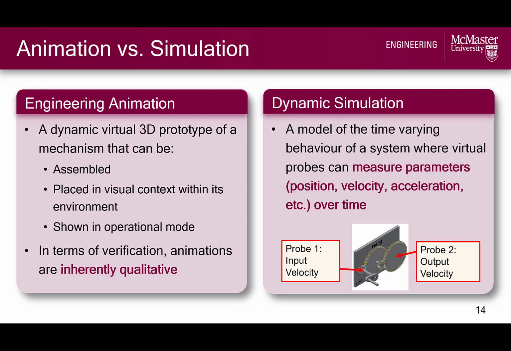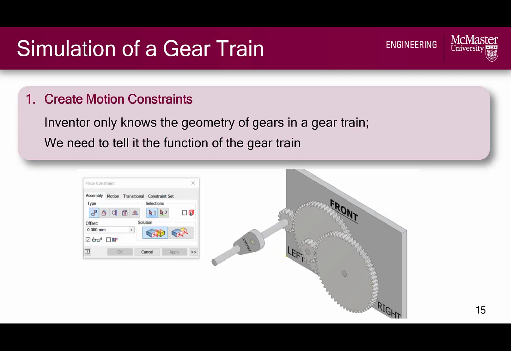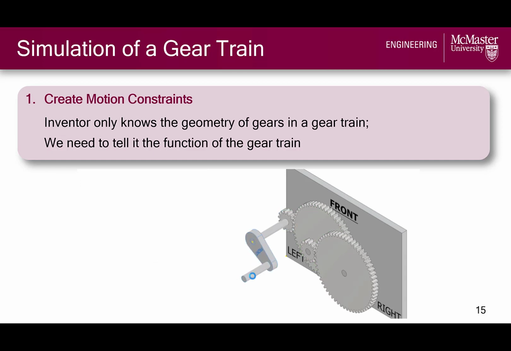steps for dynamic simulation. The first step is to create the motion constraints relating meshing gears in our gear train, which we saw for gear C and D already. Once those motion constraints are applied, this gives Inventor the necessary information to understand how an imposed motion on gear A causes motion in gear D. So the next step is to enter the dynamic simulation environment to set up our simulation.